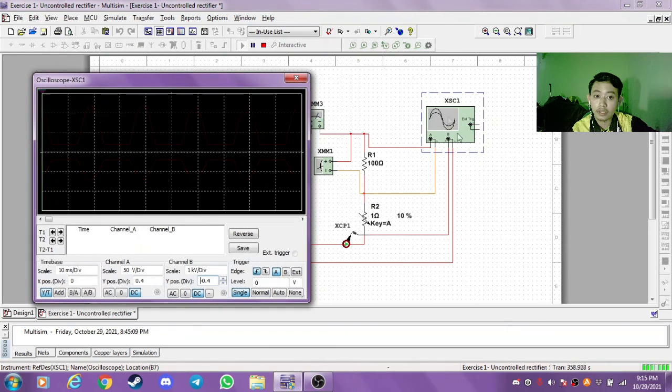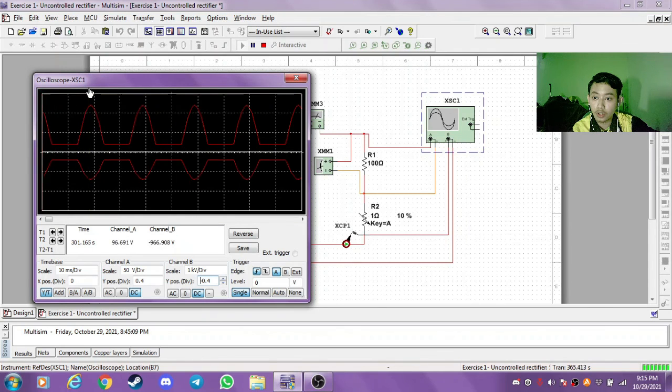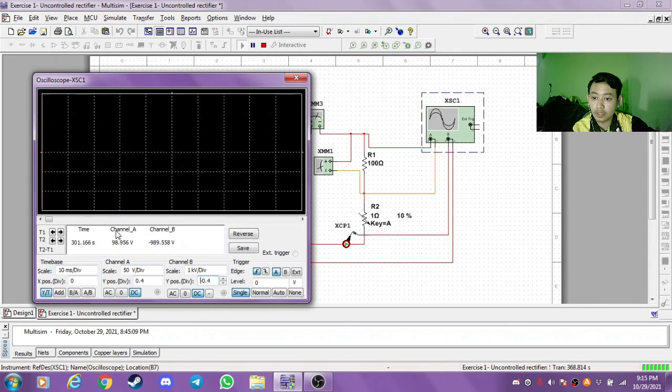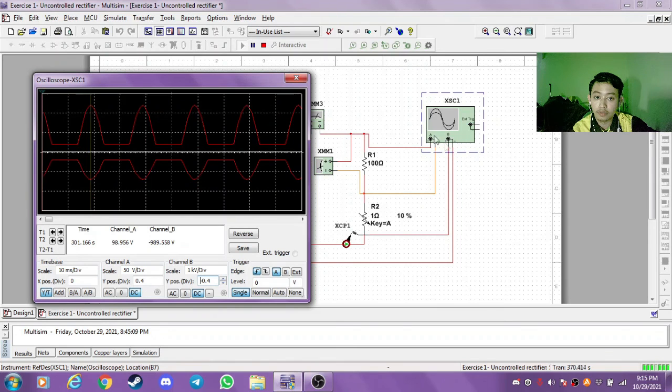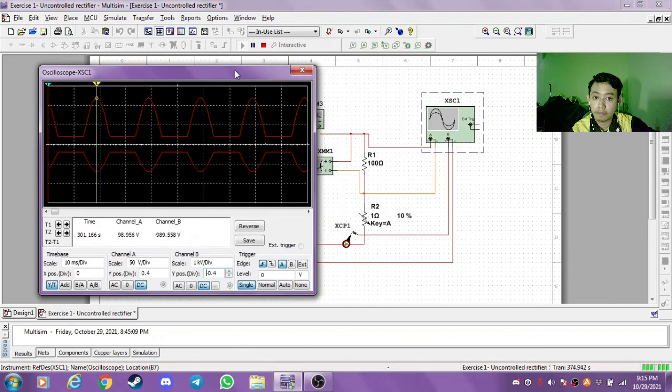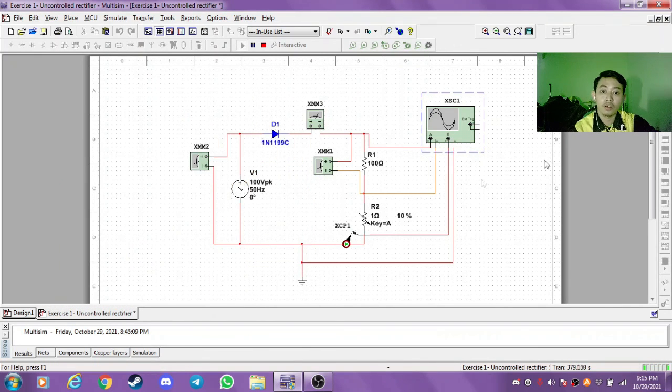And as the oscilloscope can measure the Vmax, we just need to move the tracer to the peak of the waveform, and we just need to read here channel A. We know that channel A is for the voltage, so this is the maximum voltage. So that's all for activity 1.